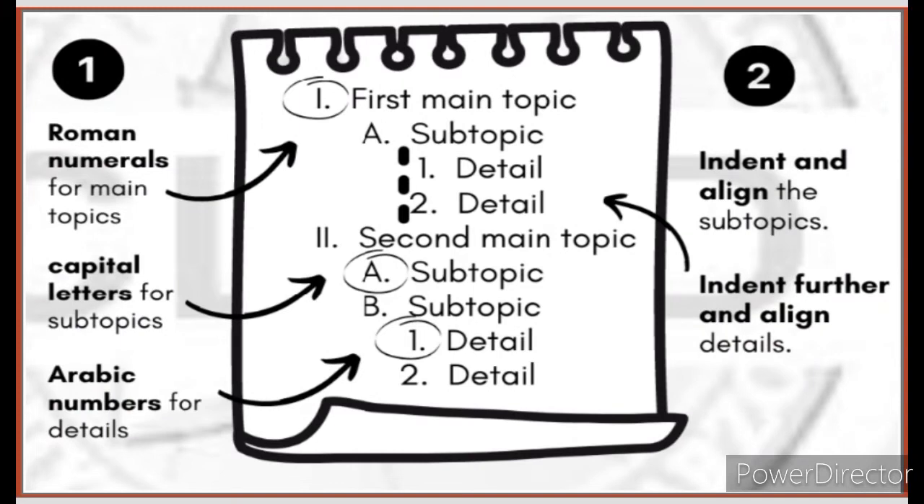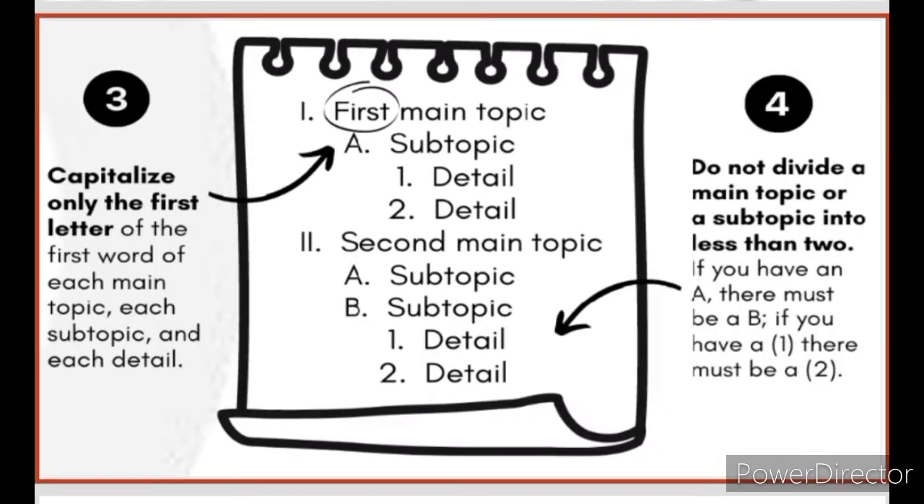Roman numerals for main topics, capital letters for subtopics, and Arabic numbers for details. Next, indent and align the subtopic. And indent further and align details. Next, remember to capitalize only the first letter of the first word of each main topic, each subtopic, and each detail. And lastly, do not divide a main topic or a subtopic into less than 2. If you have an A, there must be a B. If you have a 1, there must be a 2.